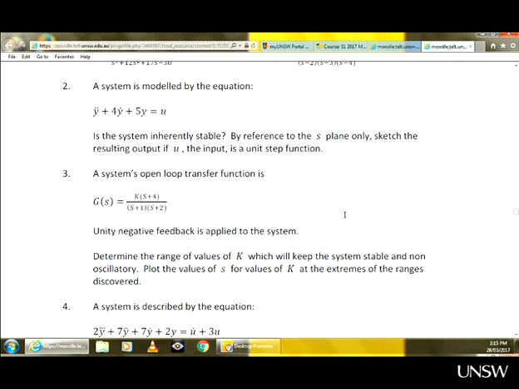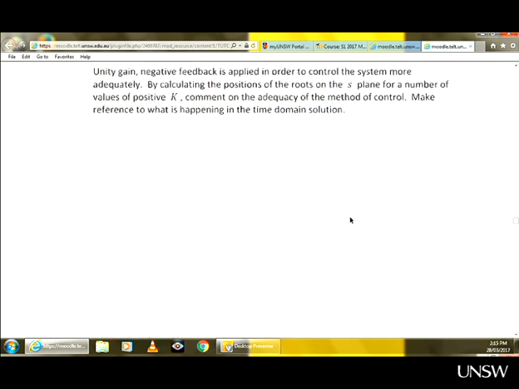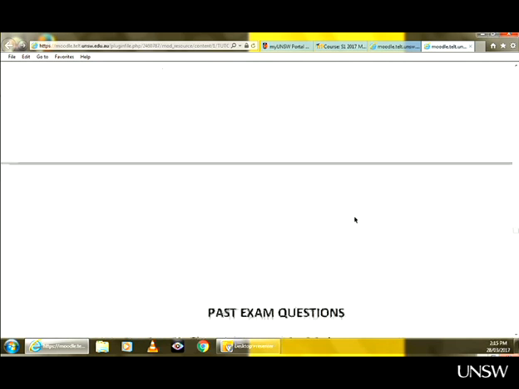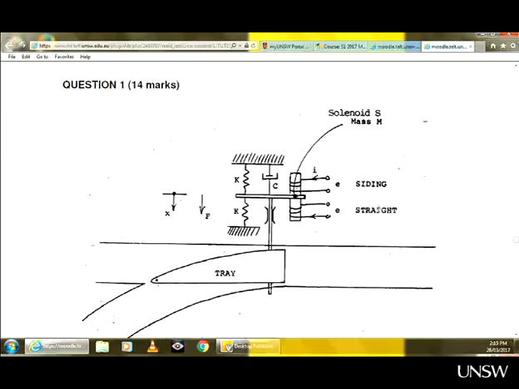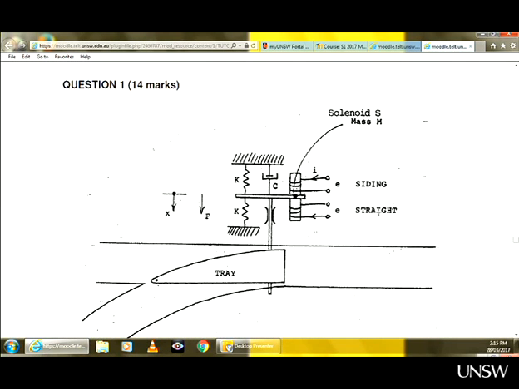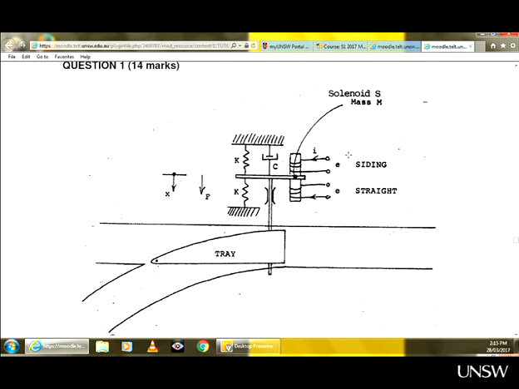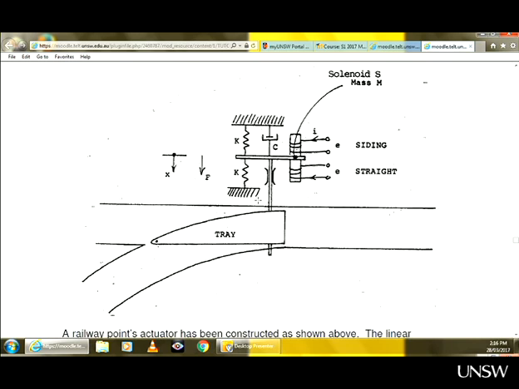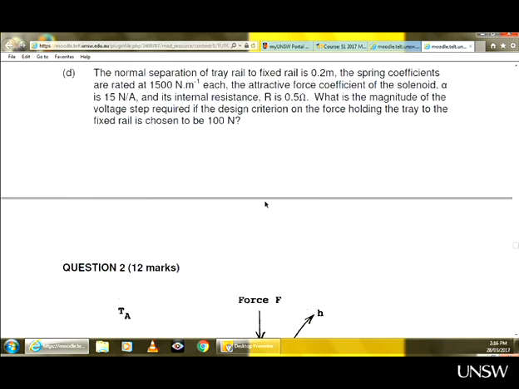Set 7, also called past exam questions, is definitely relevant. You have some nice modeling problems here. This, for example, incorporates an electrical circuit with a solenoid. So we have a resistance, you have L, inductance. Then you have a spring mass damper system here, and some questions related to that.